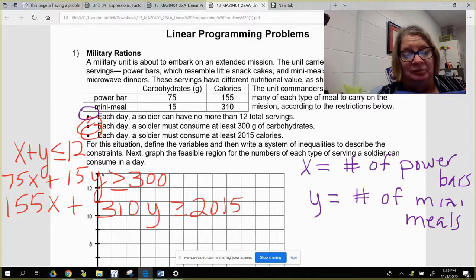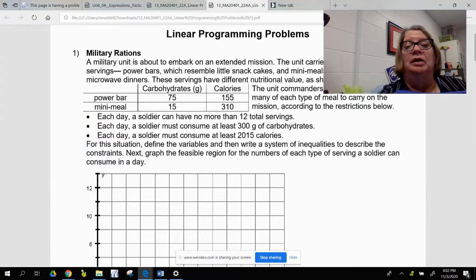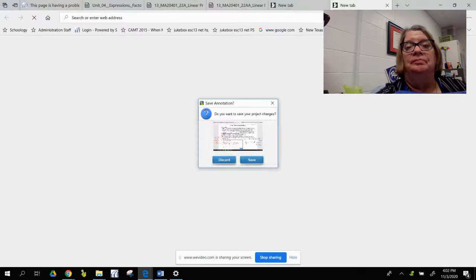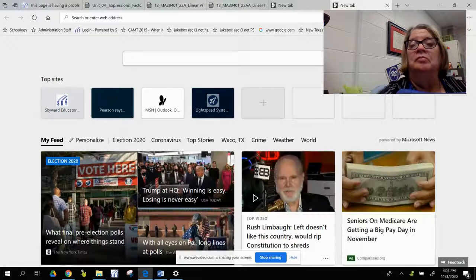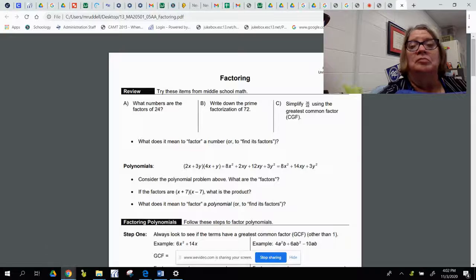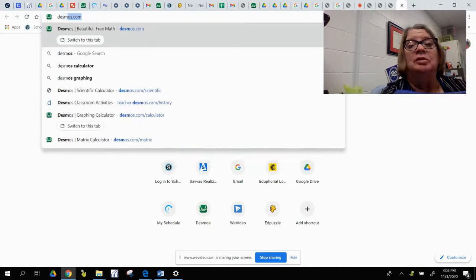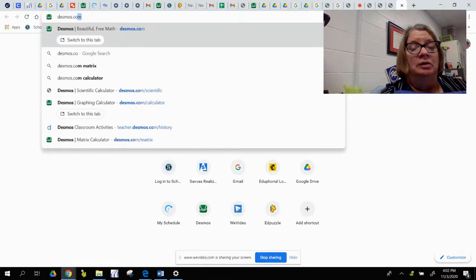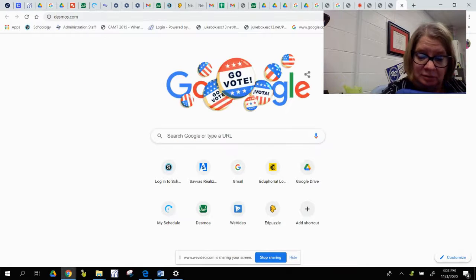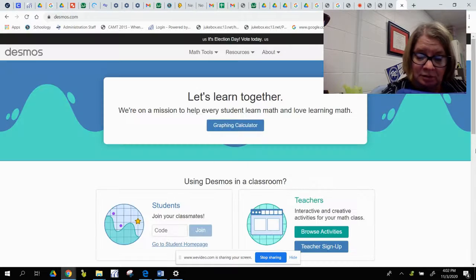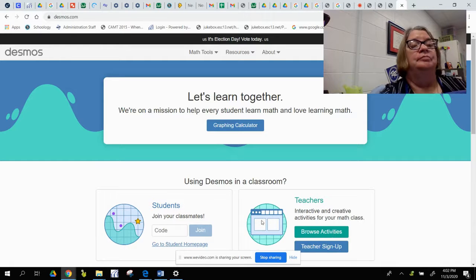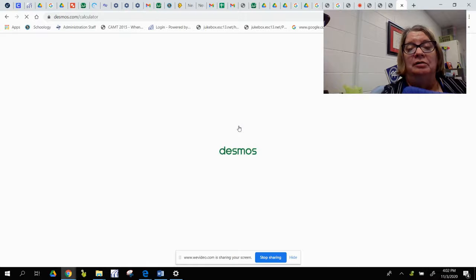Now, how do we solve a system of inequalities? We're going to graph it. So we can use the graph on the paper, or we can go to Desmos. I'm going to go back to Chrome. I don't know why it keeps going to Edge for me. Okay, if we go to Desmos, we want the graphing calculator.